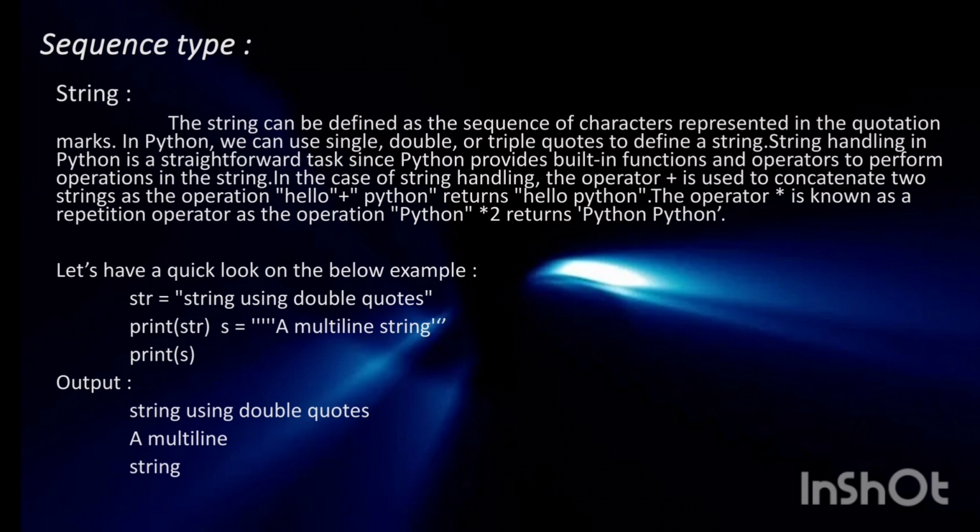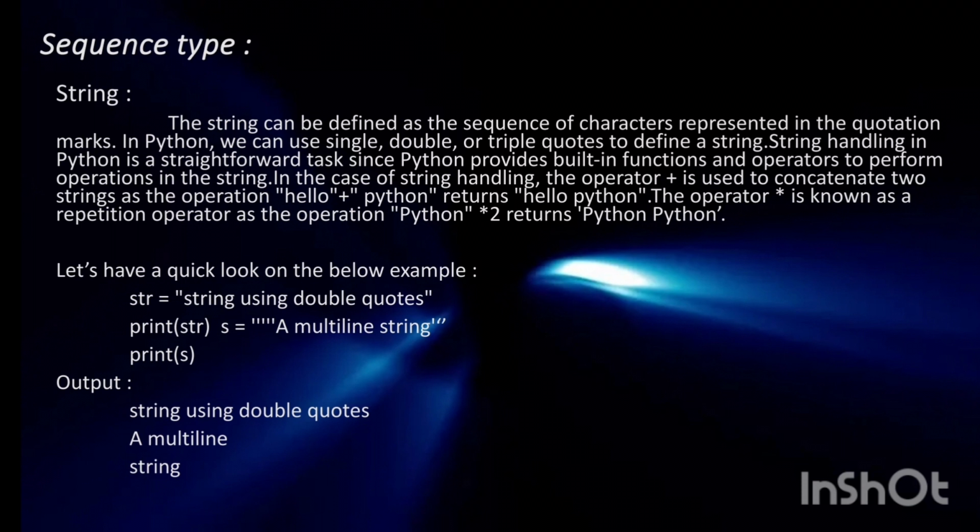Let's take an example: Hello plus Python. To concatenate these two, we are using the plus operator, and it returns Hello Python. Next, the star operator is known as the repetition operator. With the operation Python star 2, it returns Python 2 times. Let's have a quick look at the example below.